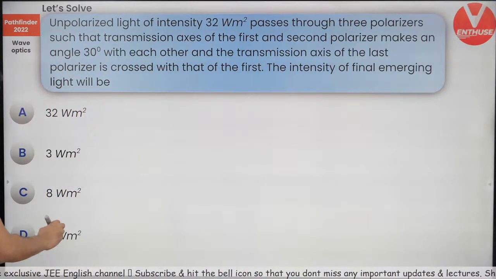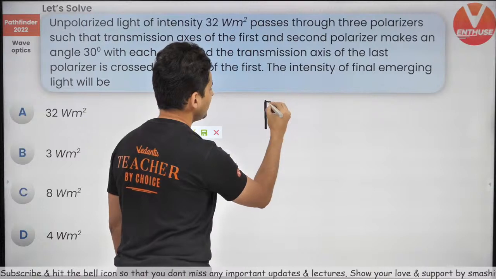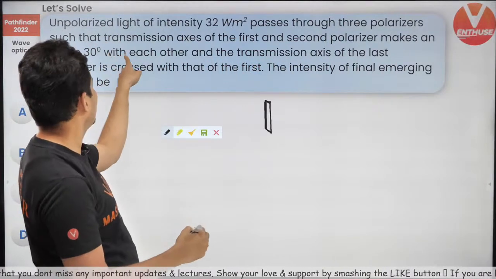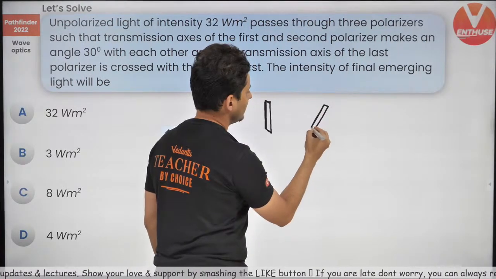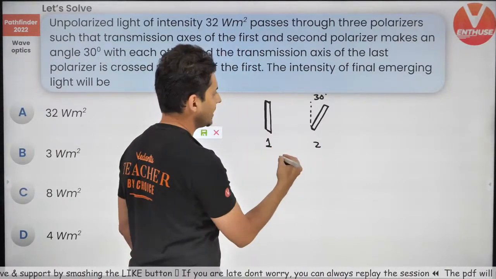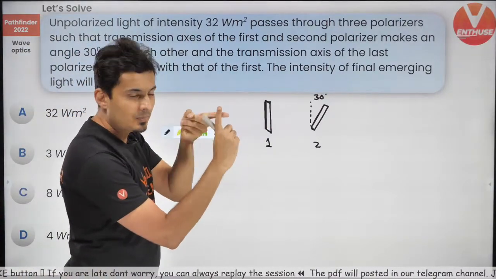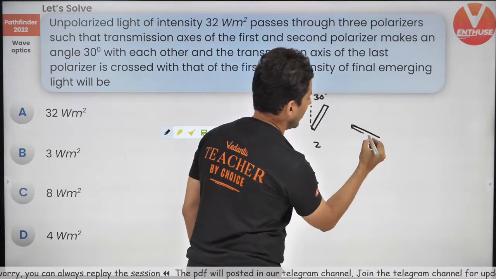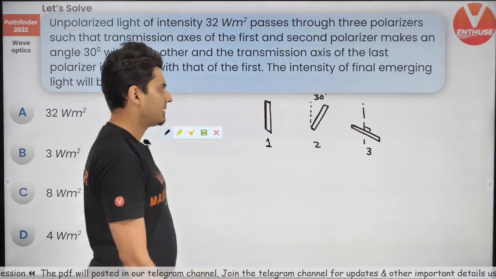Okay, so let's try to draw this first. So we have 3 polarizers. The first polarizer is something like this, and the second polarizer makes an angle of 30 degrees with the first one. So this is basically 30 degrees. This is your first one, this is your second one, and the last polarizer is crossed with the first. Crossed means perpendicular. So if the first is vertical, the last one is horizontal. This is the third polarizer. So you can see that this is basically 90 degrees.